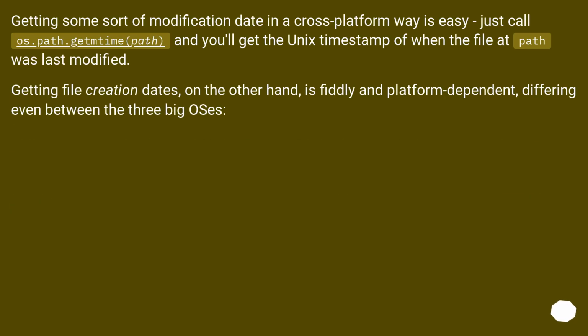Getting some sort of modification date in a cross-platform way is easy. Just call os.path.getmtime(path) and you'll get the Unix timestamp of when the file at path was last modified. Getting file creation dates, on the other hand, is fiddly and platform dependent, differing even between the three big OSs.